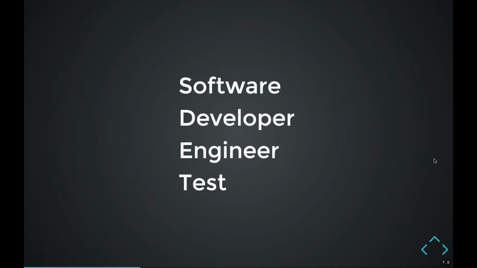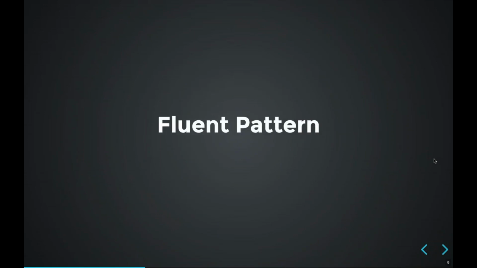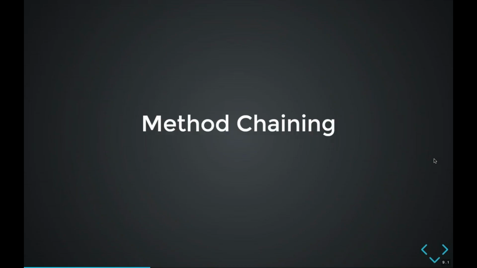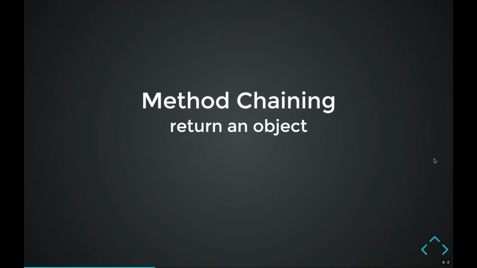Some of my research came across the fluent pattern, and the fluent pattern allows for very, very clean test methods. I'll be showing one shortly here. The fluent pattern consists of two main patterns, technically, but they go together. The first one is method chaining. Method chaining means that every method call that you make returns another object to use.